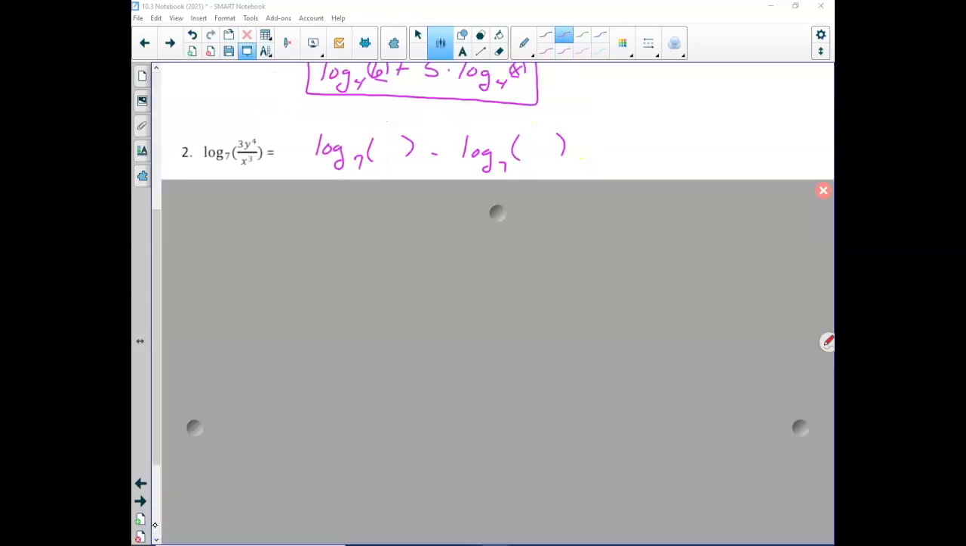Like I said above, what we're going to do is do this division first, because that's a fraction. So that's log base 7 of 3y to the 4th minus log base 7 of x to the 3rd.